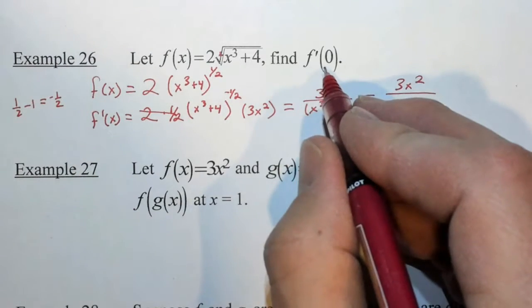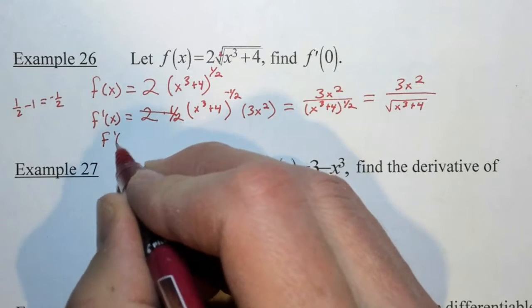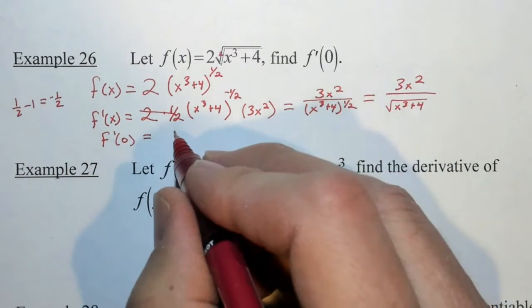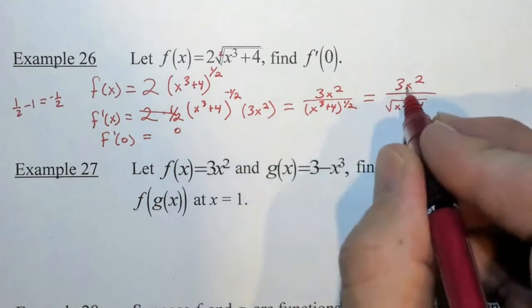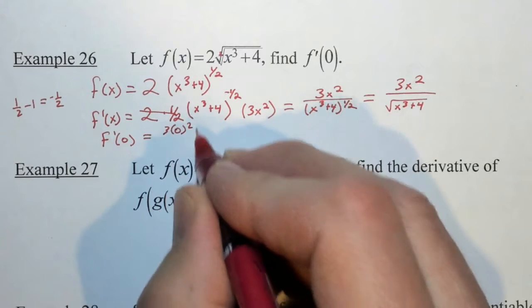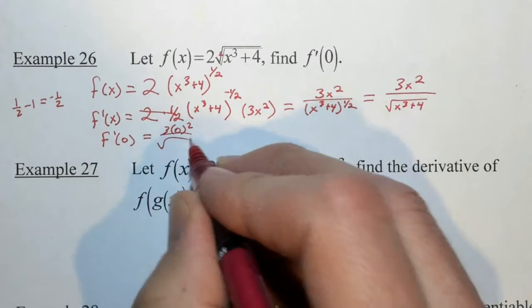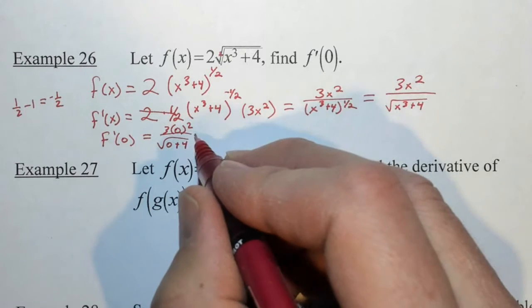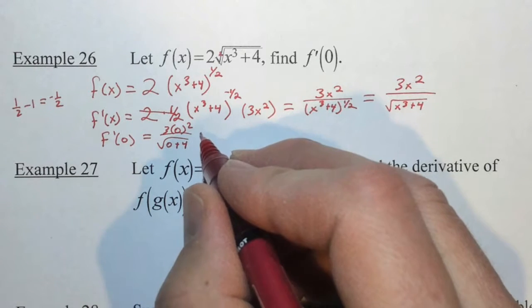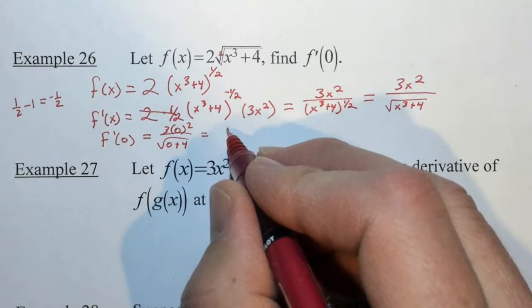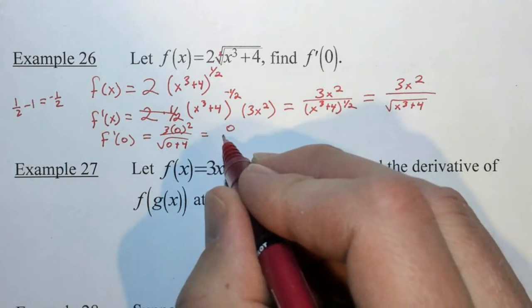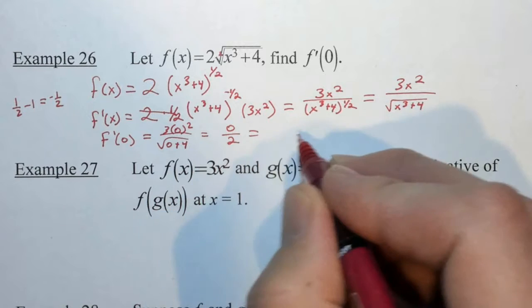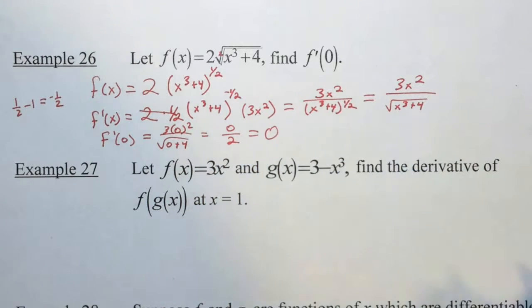We're interested in f prime of 0. So for f prime of 0, we plug in 0, and we have 0 up top, right? 3 times 0 squared over the square root of 0 plus 4. So, what happens? Well, 0 in the numerator, square root of 4, which is 2 in the denominator, 0 divided by 2 is 0. And that will be our derivative's value at 0.